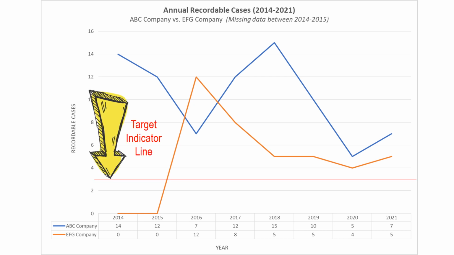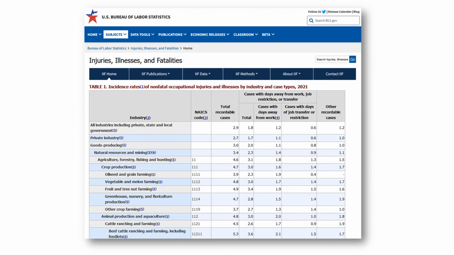You can easily see that for this example, the injuries have exceeded that target goal between the years 2014 and 2021. It's been suggested that you aim to reduce the total case rates by 4% each year unless your injury rate is already below the national target, in which case aim for a 1% annual reduction. These targets can be broken down by industry and found on the website of the U.S. Bureau of Labor Statistics.